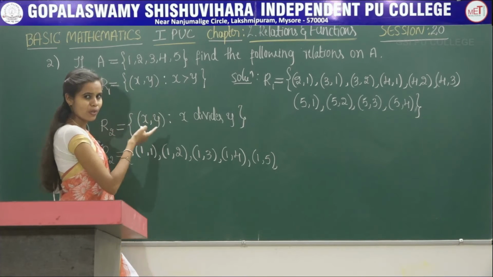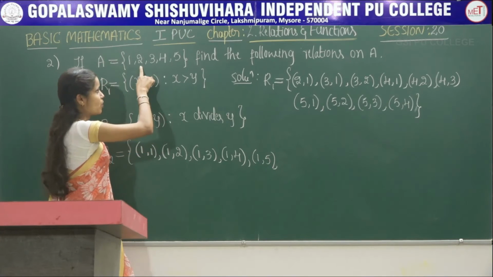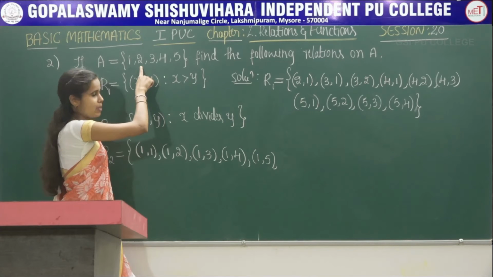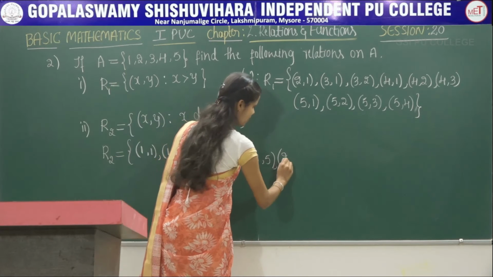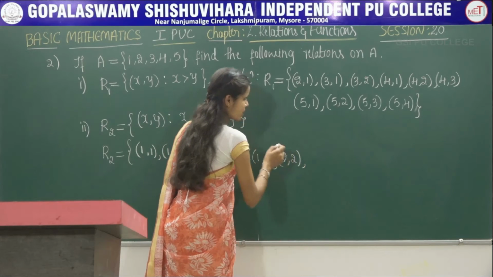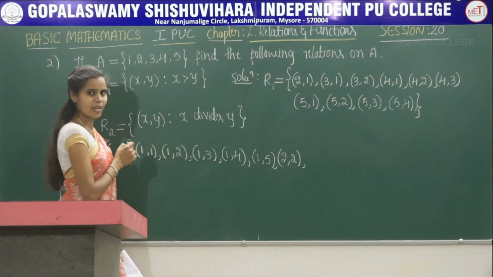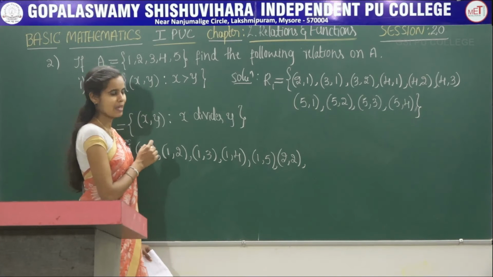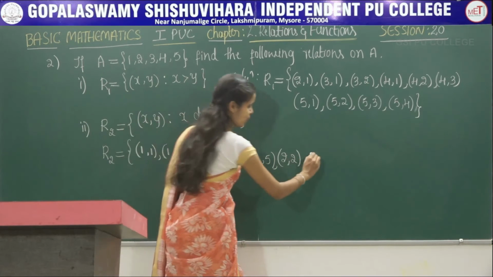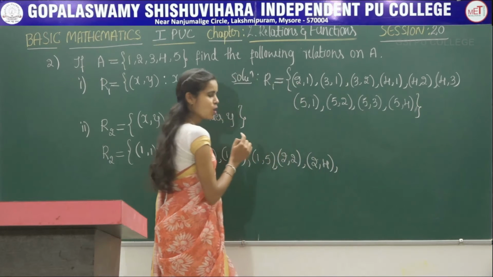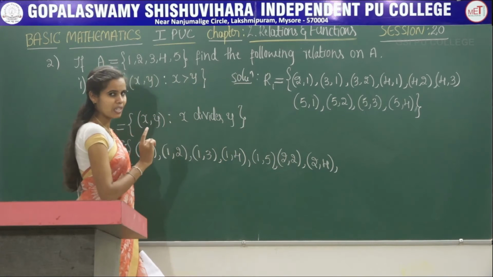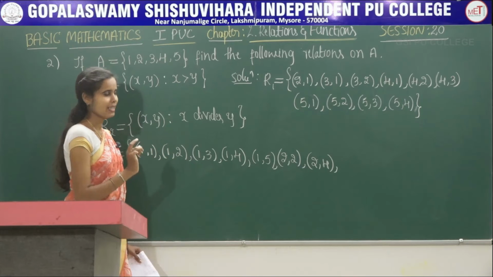Next (2, 1). 2 divides 1, false. Therefore ordered pair (2, 1) is not an element. (2, 2): 2 divides 2, true. Therefore (2, 2) is also an element. (2, 3): 2 divides 3, false. Therefore (2, 3) is not an element. Next (2, 4): 2 divides 4. Therefore ordered pair (2, 4) is an element. Next (2, 5): 2 divides 5, false. Therefore (2, 5) is not an element.